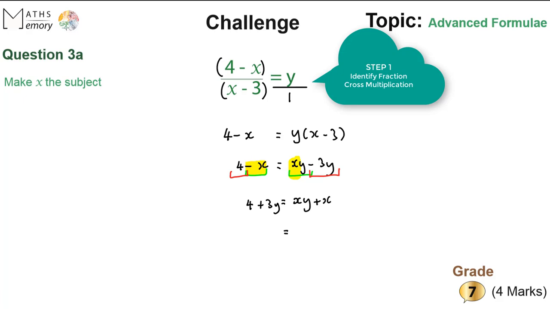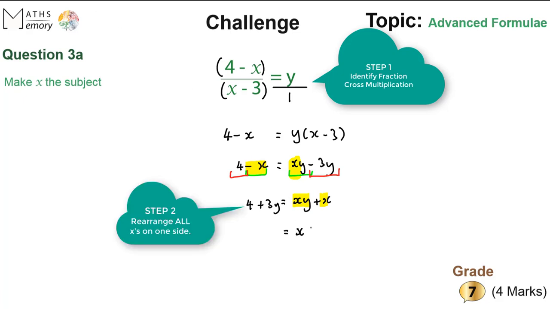So we have two x's now on one side. This is what we like. We want this, two x's on one side, you see, because it allows us to now factorize this. Let's factorize this. X outside, y plus 1. Leave 4 plus 3y over here. Therefore, x equals 4 plus 3y all over y plus 1. And that's how simple this is.